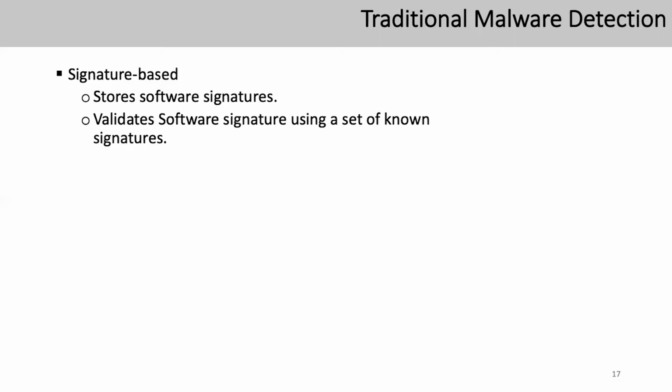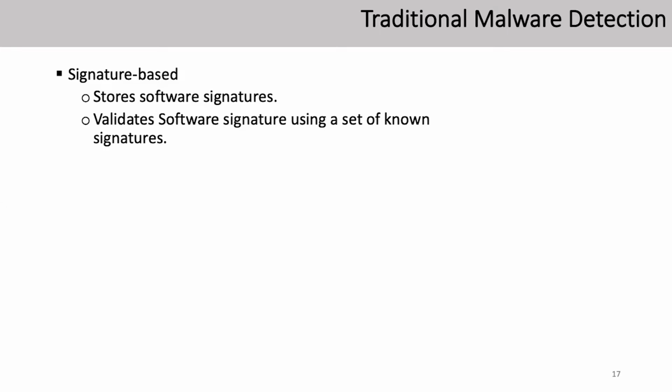Now, why is traditional malware detection ineffective in this case? Because traditional malware detection is exclusively signature-based. The malware detectors that we use in our PCs on regular days are signature-based. So what does signature-based malware detection mean? It stores a software signature and then validates the software signature against a set of known signatures. So let's see what it means.